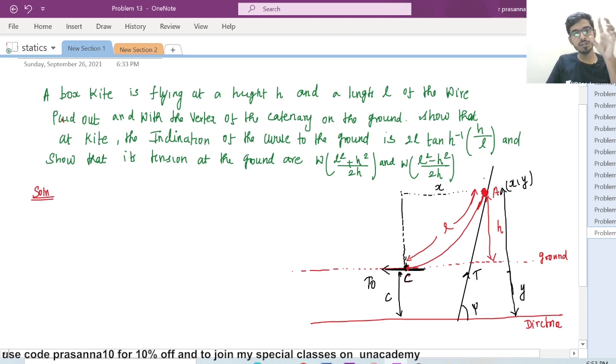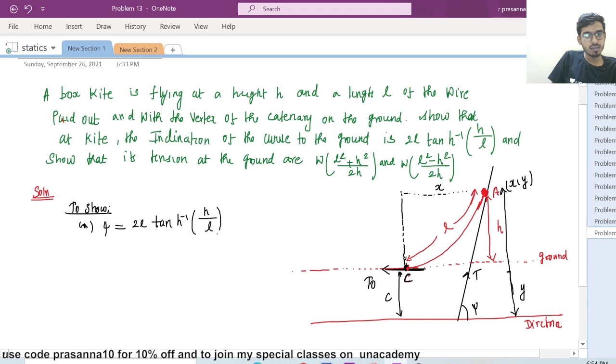So what we need to show is that the angle psi is 2L times tanh inverse of h by L, and show the tension at the ground. That is, we need to show that tension T and T naught will take this value. That is what we need to show. So the solution: the first thing is we need to show the angle psi is equal to 2L times tanh inverse of h by L. This is the first one we need to show, and we need to show that tension T naught and T takes the value.